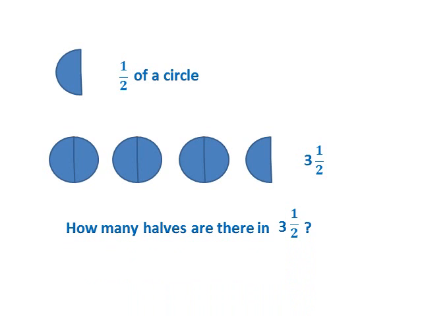Okay. Now the question is, how many halves are there in 3 1/2? How many halves? What are halves? Halves means one half. Okay, so the question is how many one half are there in the figure above? So let's count. That's 1, 2, 3, 4, 5, 6, 7. So therefore there are 7 halves. And if you write that as an improper fraction, you have 7 halves, which is equal to 3 and a half.